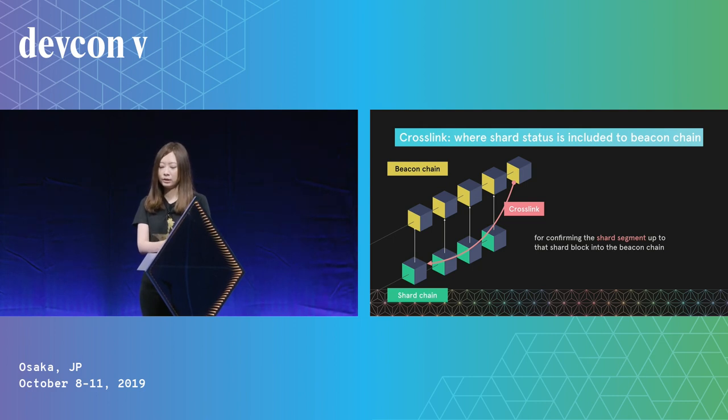The crosslink is included in the attestation data per shard chain, and then gets included in the beacon chain. Also, each shard chain has its own subnet, which is very clear, but sometimes the cross-shard networking communication is frequent.